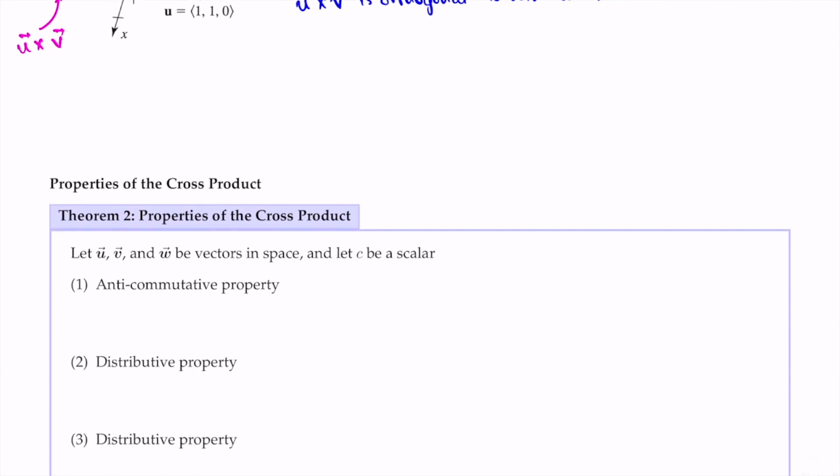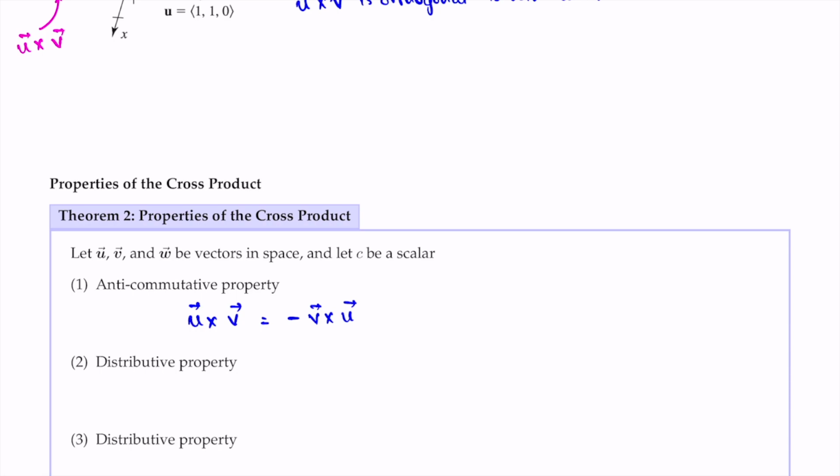There are a few different properties here that we may want to look at. So given three vectors u, v, and w, and also a scalar c, the first property we want to look at is called the anti-commutative property. Why anti-commutative? Because when you calculate the cross product u cross v, this is not going to be equal to v cross u. It's actually equal to negative of v cross u. So when you switch the positions of u and v in the cross product, you will have different results. So that's why it's the anti-commutative property.